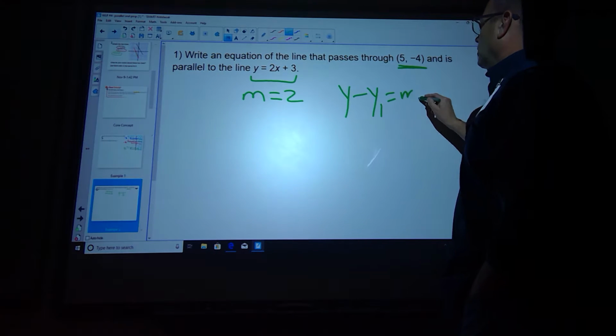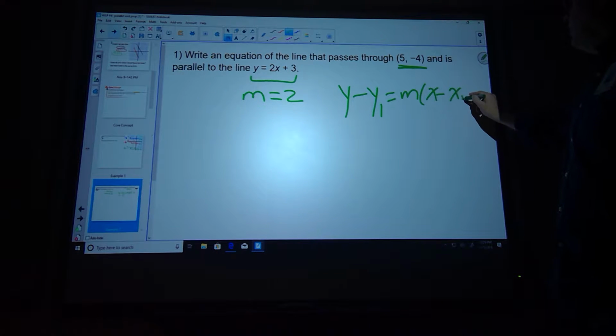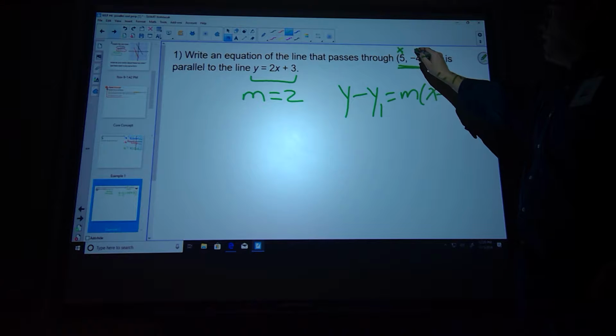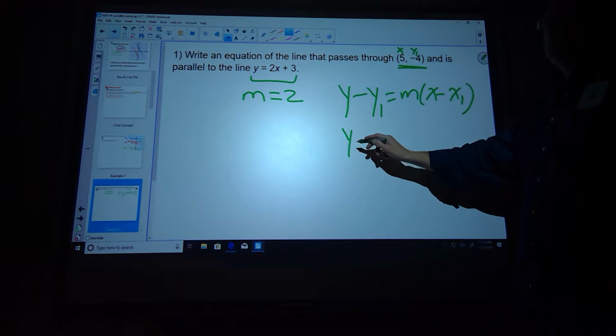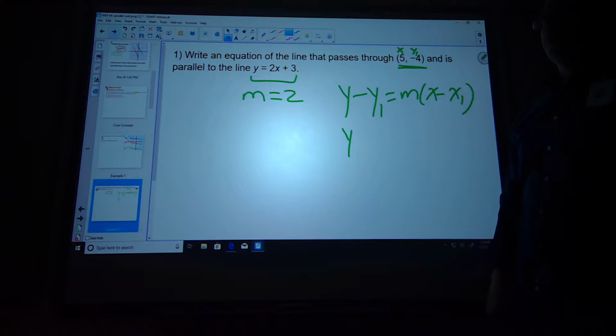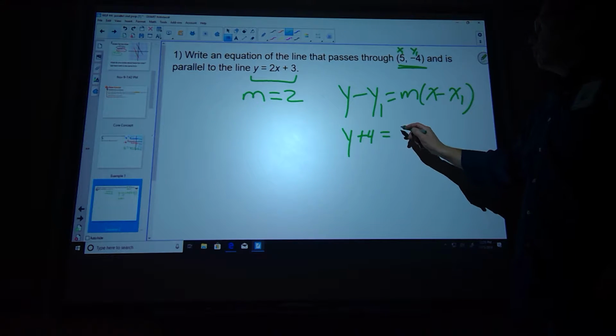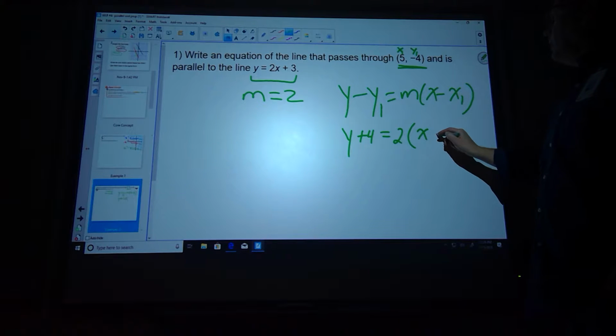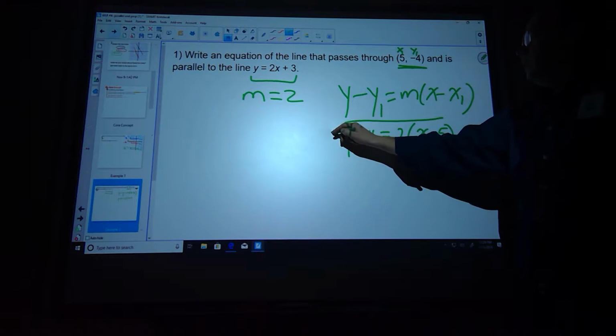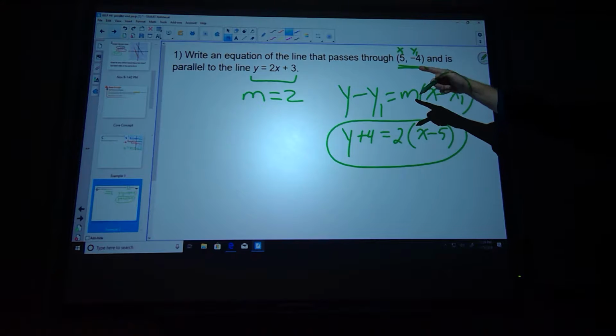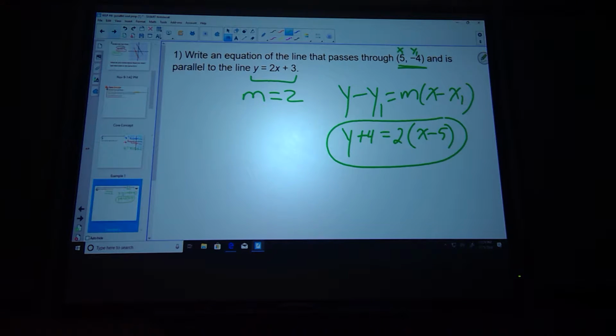The nice thing about point slope is it's done when you're done with it. So call that x1, y1. So I'm going to get y minus -4. What's y minus -4? Plus 4. Y plus 4. Good. I know that they're parallel, so I'm going to use the slope of 2, and then x minus 5. So this linear equation here is parallel to y equals 2x plus 3, so they won't intersect each other. And then y plus 4 equals 2, x minus 5 also contains the point 5, -4.